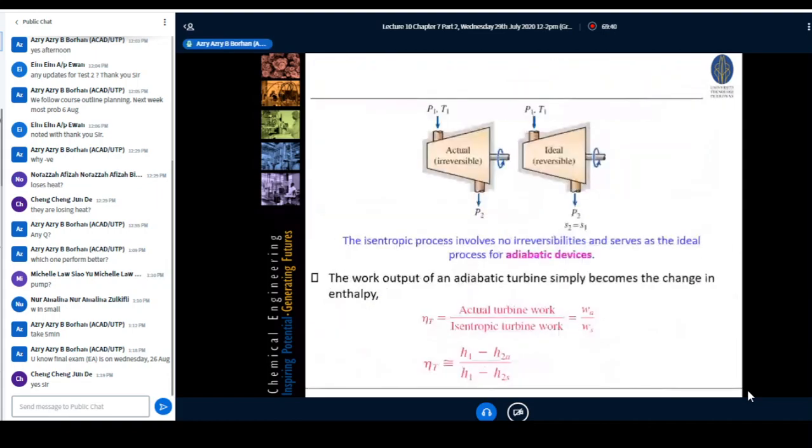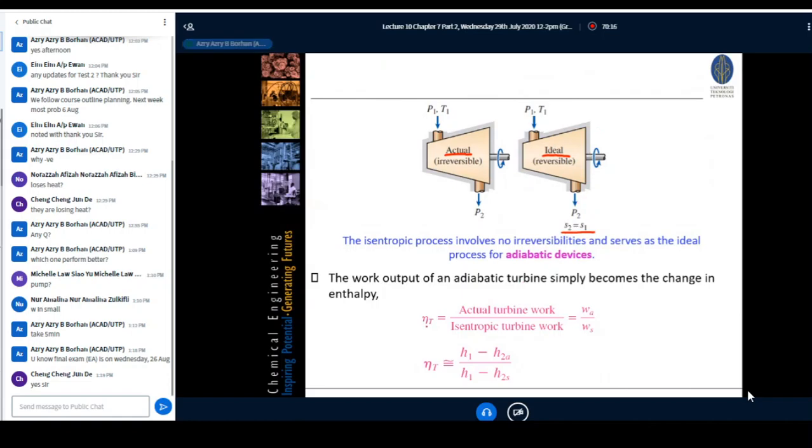So if we represent this in terms of actual and ideal, guys, please have a look. This is for actual. This one is the ideal. Okay, more or less the same, except that for the ideal, you have an isentropic process where the outlet entropy is equivalent to your inlet entropy, which is related by S1 equivalent to S2, right? And of course, your turbine must be well insulated in order to have an adiabatic process.